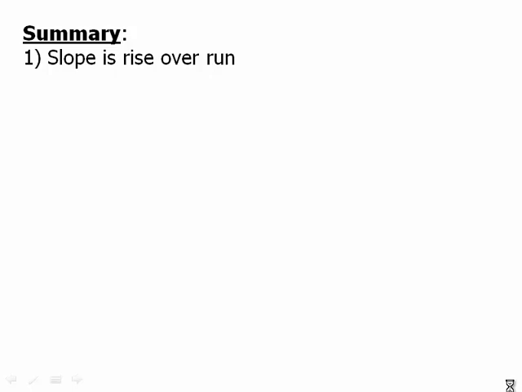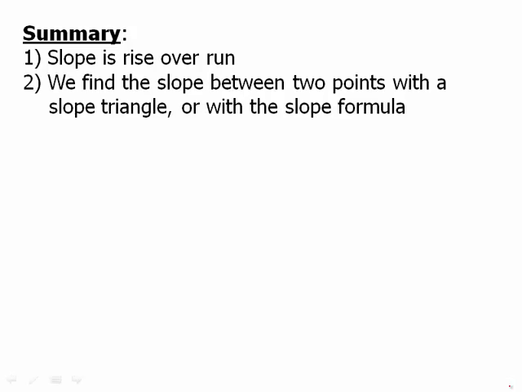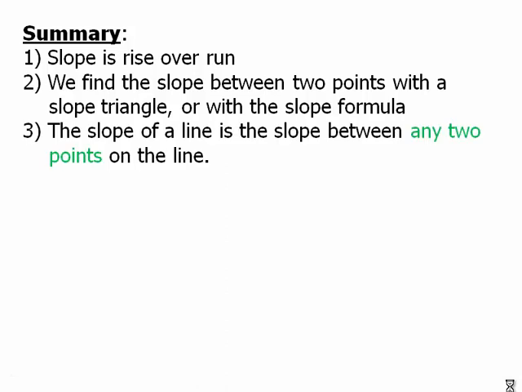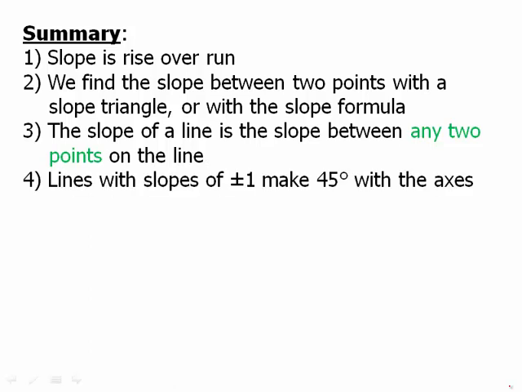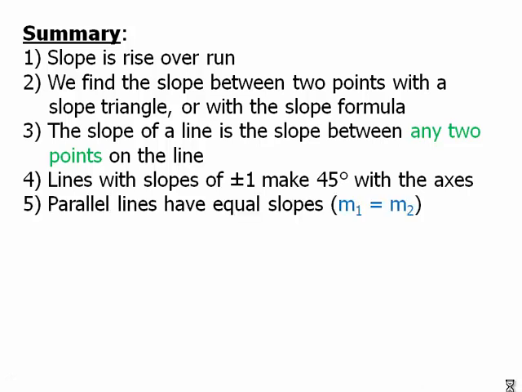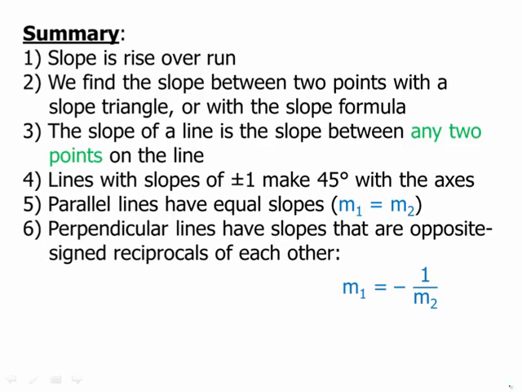Slope is rise over run. We find the slope between 2 points with a slope triangle or with the slope formula. And again, I would urge you to think more in terms of the slope triangle and not rely too heavily on the slope formula. The slope of a line is the slope between any 2 points on the line. Lines with slopes of positive or negative 1 make 45-degree angles with the axes. Parallel lines have equal slopes, and perpendicular lines have slopes that are opposite sign reciprocals of one another.